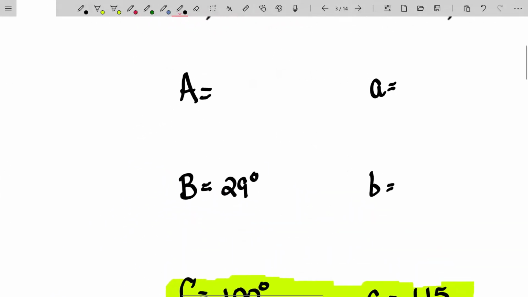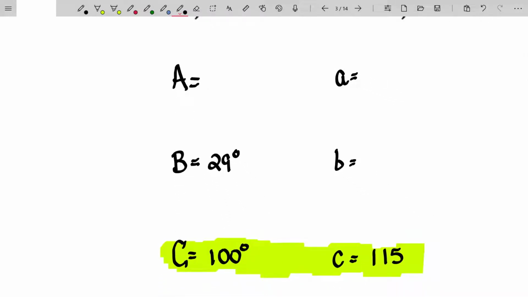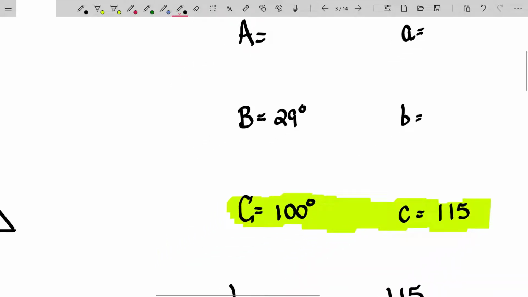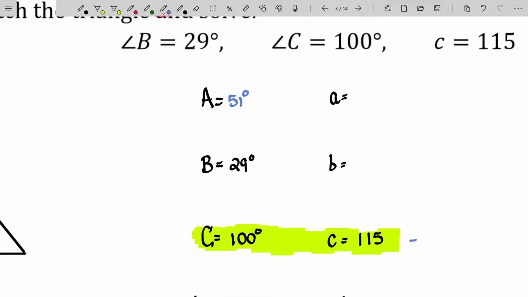Angle A is going to be very easy to find because we have two angles within this triangle. And remember, the interior angles of a triangle must add to 180 degrees. So if 100 of those degrees is taken by C and 29 are taken by B, then 51 degrees are left for angle A. And note, I use blue ink to showcase what I've calculated. There we go. And now you can see I can use this completed row to help me fill out the rest of that uncompleted row there.